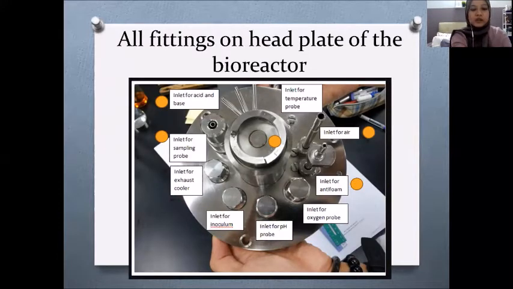So these are all the fittings on the head plate of the bioreactor. We have the inlet for acid and base, inlet for sampling probe, inlet for exhaust cooler, inlet for inoculum, inlet for pH probe, inlet for oxygen probe, inlet for antifoam, inlet for air, and inlet for temperature probe.